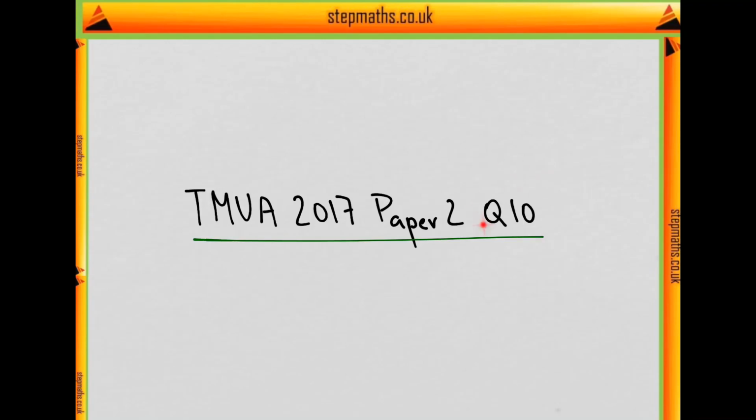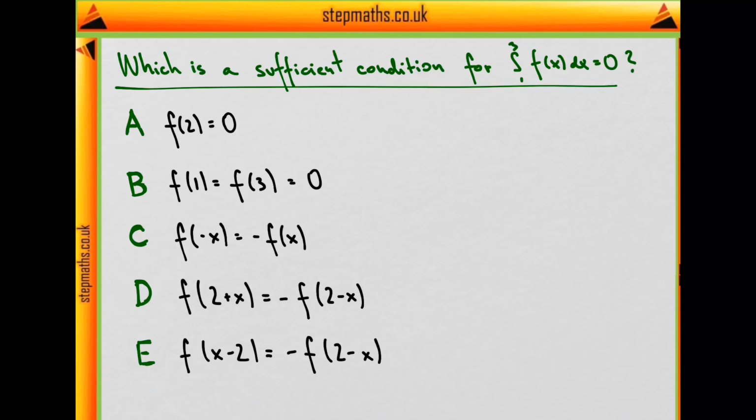In this video, we'll look at question 10 from the second paper of the 2017 exam. And in this question, we are supposed to say which of these five is a sufficient condition for the integral from 1 to 3 of f of x dx to be 0.